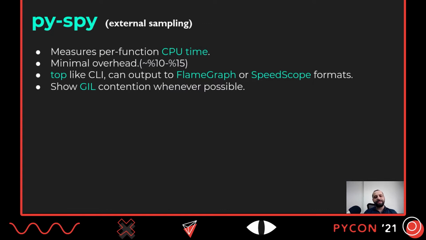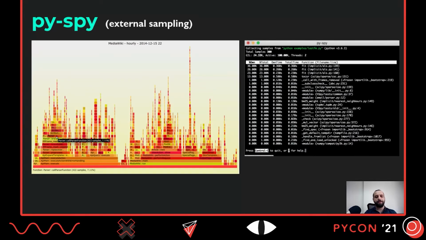py-spy is a sampling profiler and it has a top-like CLI. It measures per function CPU time. You can output as flame graph or speedscope formats. It can also show GIL contention, if possible, when there is a multi-threaded application.